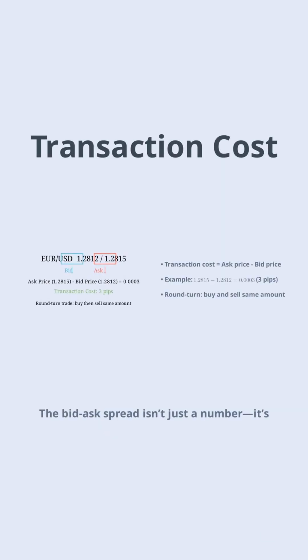Bid-ask spread isn't just a number, it's the transaction cost for a round-turn trade. A round-turn means you buy and then sell, or vice versa, the same amount in the same currency pair. For example, if EUR/USD is quoted at 1.2812/15, the transaction cost is 3 pips. The formula is simple. Transaction cost equals ask price minus bid price. Keeping an eye on transaction costs helps you manage your trading expenses and maximize profit.